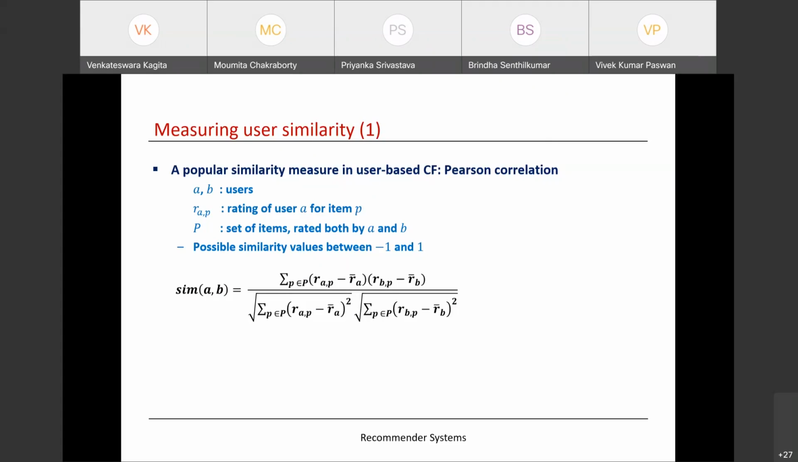So it is trying to identify the correlation between the rating patterns, right? How correlated both of these rating patterns are. Suppose you want to find the similarity between two users A and B, you take their ratings. So here rating AP is the rating of user A for an item P, and capital P is the set of items rated by both A and B. So what are we doing? We are computing. I'll ask a simple question before I explain this equation to you.